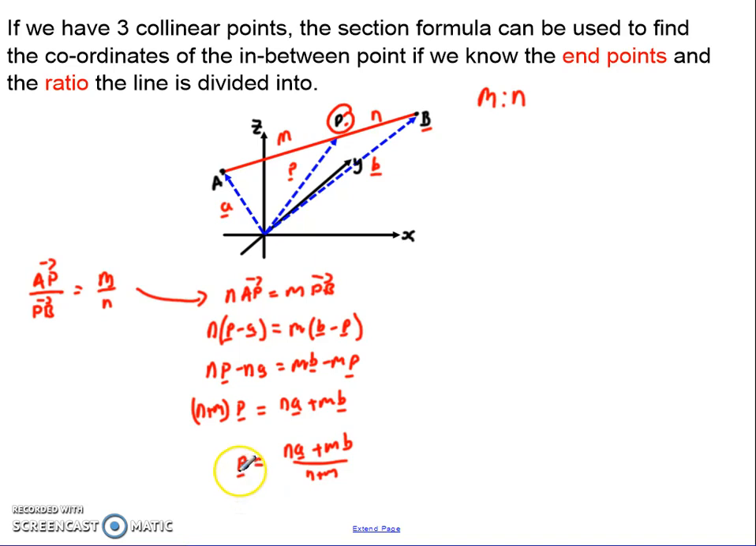So if I know the vector P, I can just read that off and turn it into a coordinate form to get the coordinate of P. This here is what's called the section formula. This allows me to find the point along any line if I know the two ends and the ratio it divides it up into. And it's got various applications and things we can do. I'm going to show you a couple of them now.